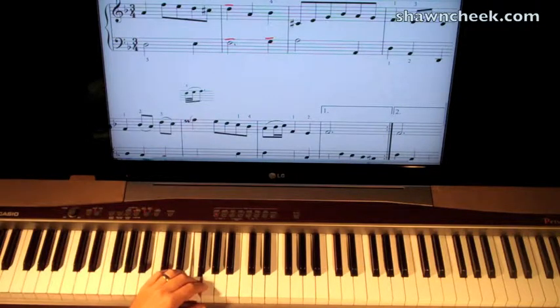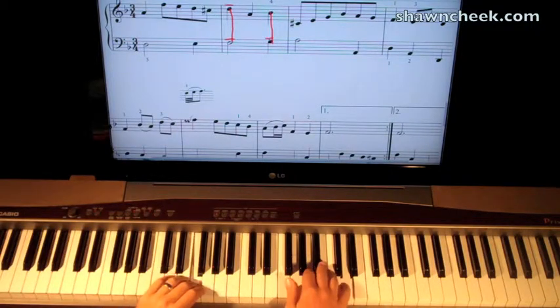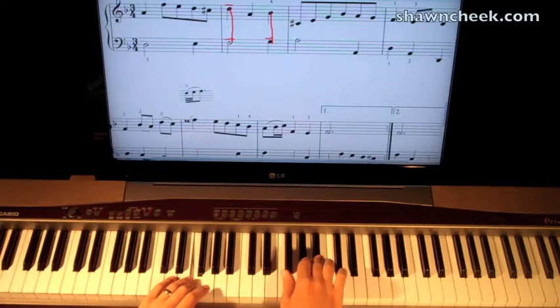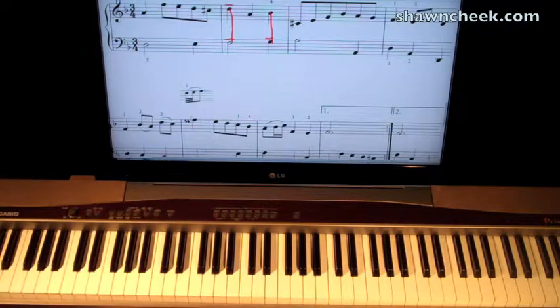Alright, F, G. So we put these hands together, and then we have 1, 2, 3. Again, 1, 2, 3. Let's move on to the next measure.